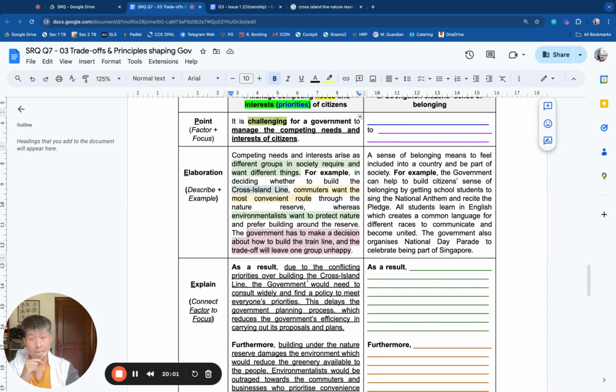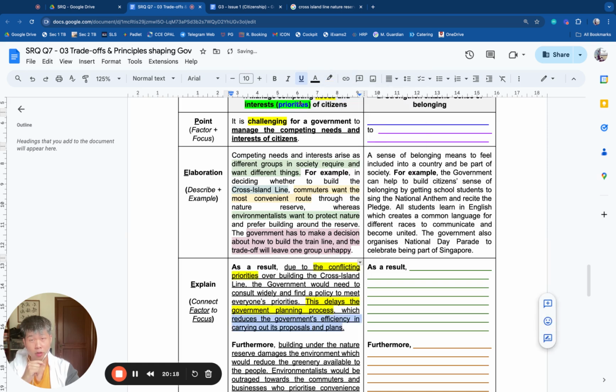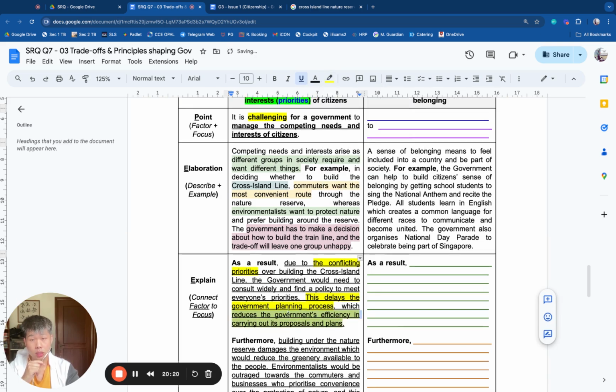Well, due to the conflicting priorities, the government needs to consult widely and try to meet everyone's priorities, try to satisfy people, and so there are delays. And so the government is less efficient in carrying out its plan. That's one challenge, that's one angle.